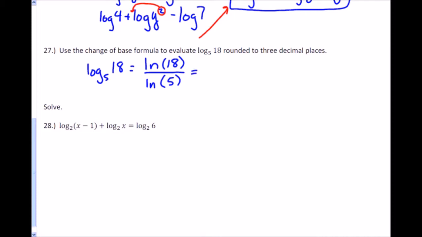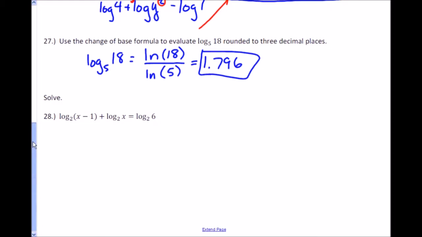If you don't have that, it's not going to plug into your calculator right. And then when I plug this in, it gives me a 1.796. And that's it. Okay, so change of base formula. And again, you could use natural log or common log. Those are the two good options because they're on our calculator.